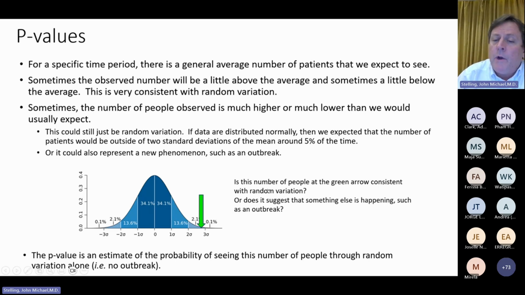So when a p-value is very small, when we are very far from the expectation, that could be random variation, or it could be an outbreak. And the further away it is from the average, the more we think that it's not random variation. We're never 100% sure, but the smaller the p-value, the higher the statistical significance, and the more likely it is that something is happening besides random variation. So the p-value is an estimate of the probability of seeing this number of people through random variation alone. If the p-value is below 0.05, we're going to call it a possible outbreak. If it's above 0.05, we're going to say it's consistent with random variation.